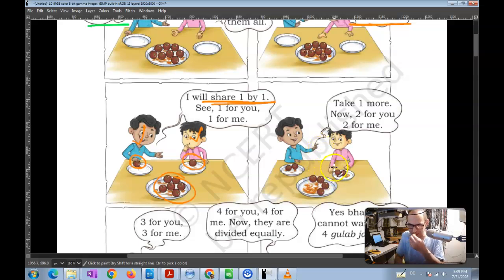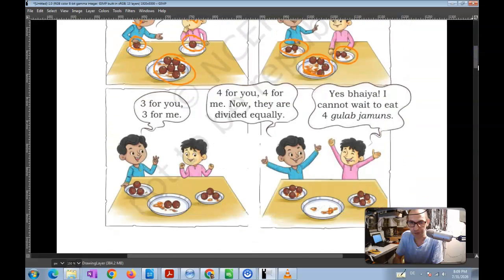And then again they will do the same thing. Another one goes to the first boy, another one goes to the second boy, and then some remain here, right? Again, another one goes to the first boy, another one goes to the second boy, and still two are remaining here. And in the last step, one goes to the first boy, and the other one goes to the second boy, and none is left over here.